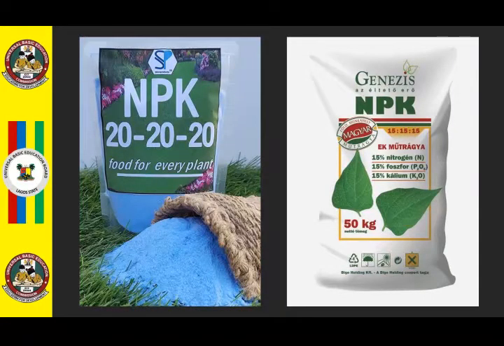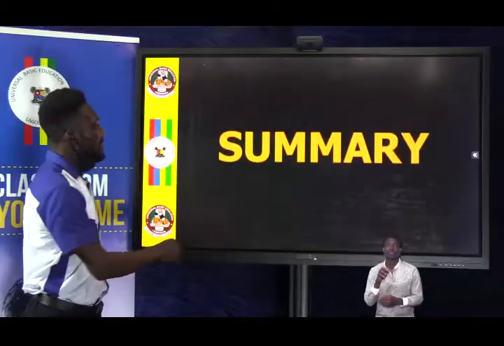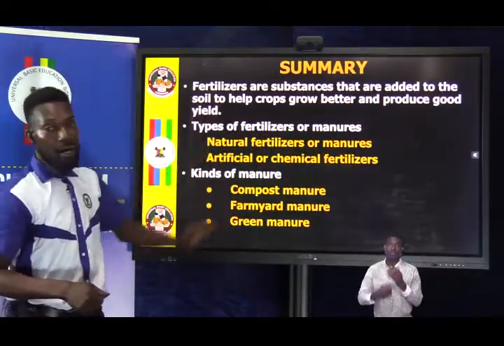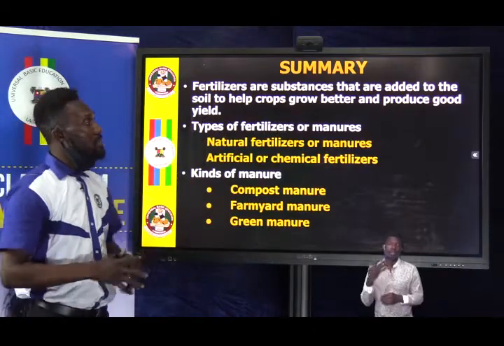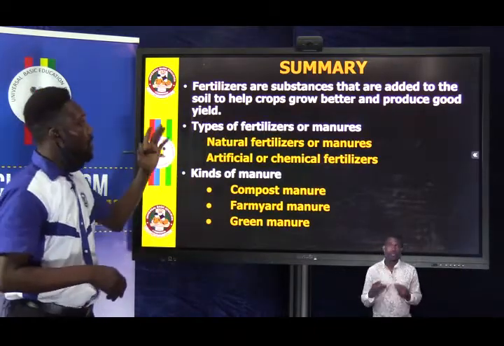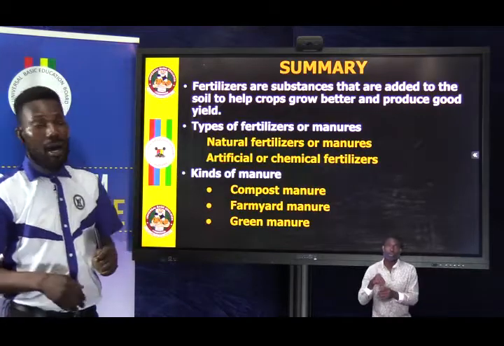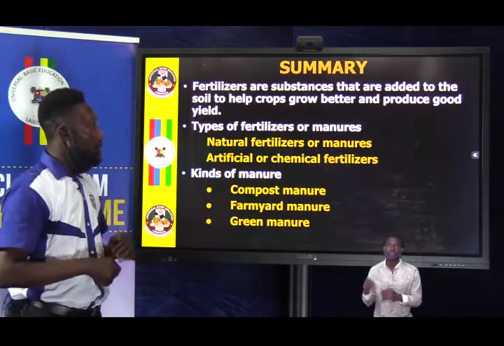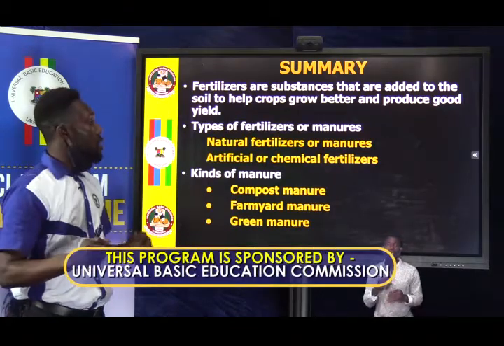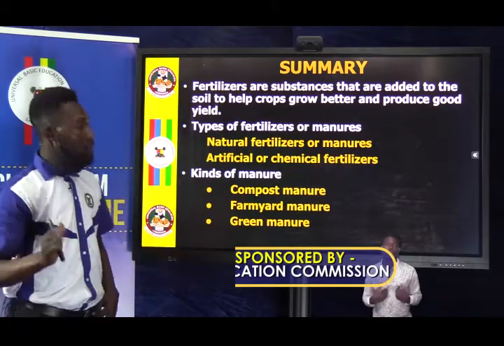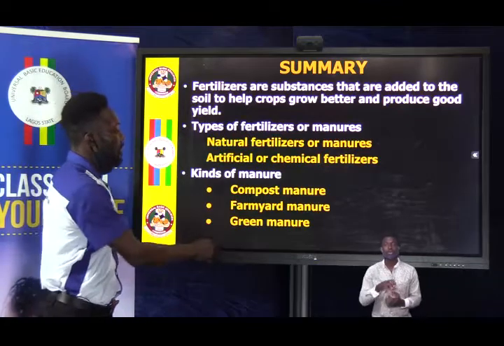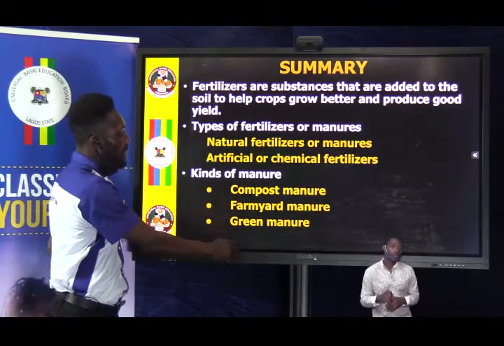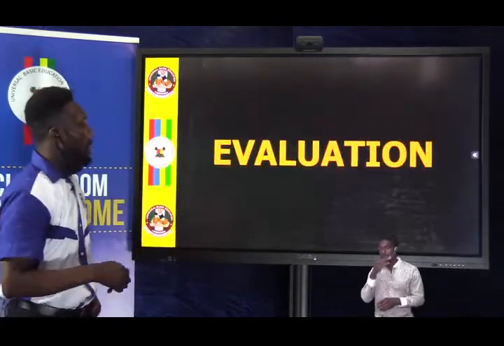That is artificial fertilizer. In today's lesson, we have successfully talked about what fertilizers are. You were told they are substances that are added to the soil to help crops grow better and produce good yield. We also talked about the types of fertilizers: natural fertilizers or manures, and artificial or chemical fertilizers. Kinds of manure we discussed are compost manure, farmyard manure, and green manure.